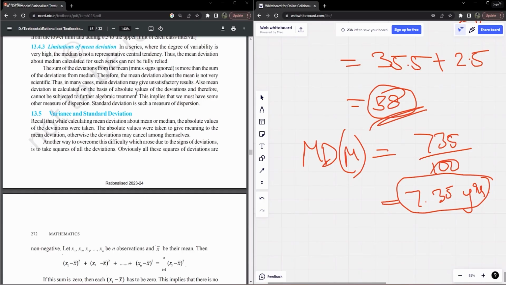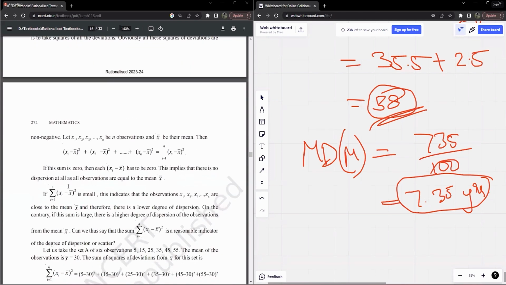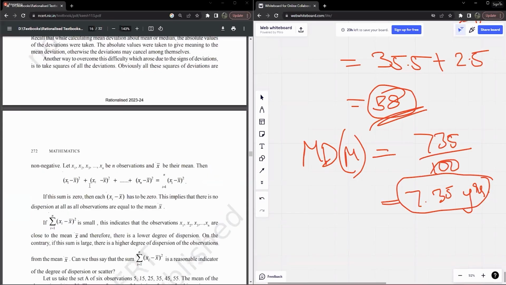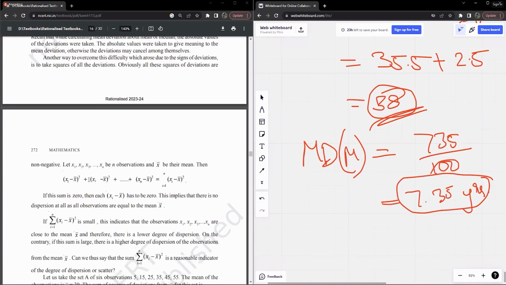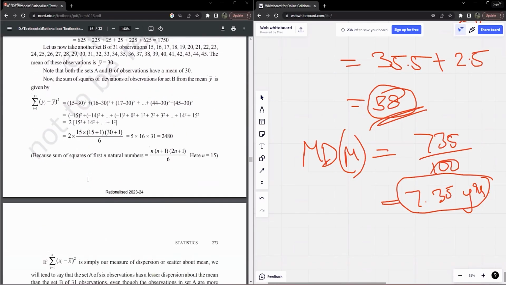Or sometimes even if the spread is quite small, since the values may be large, your mean deviation is also large, so it's not really that reliable. In those cases, what we do is we rely on the standard deviation and the variance. The variance is basically the squared sum of the deviations of each observation from the mean, divided by the number of observations.